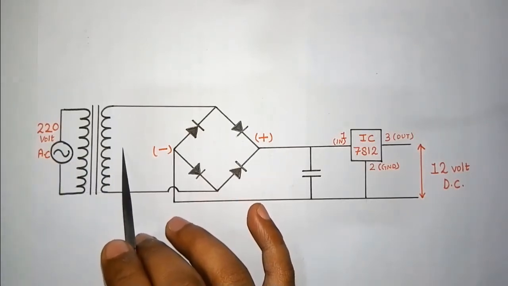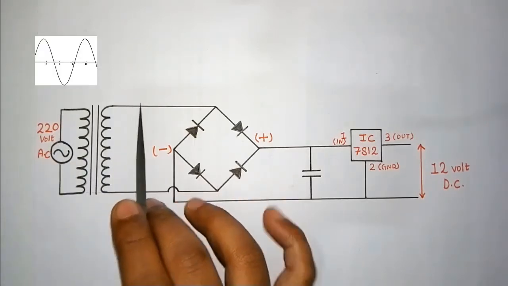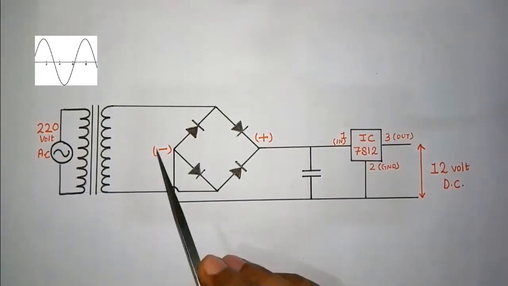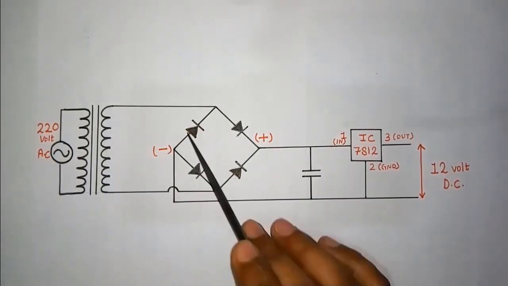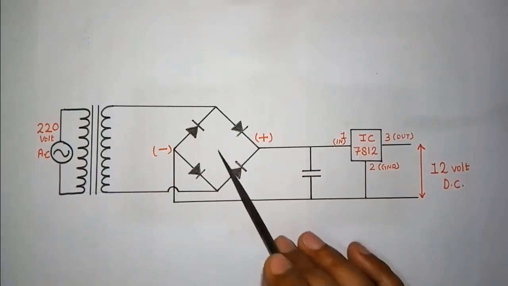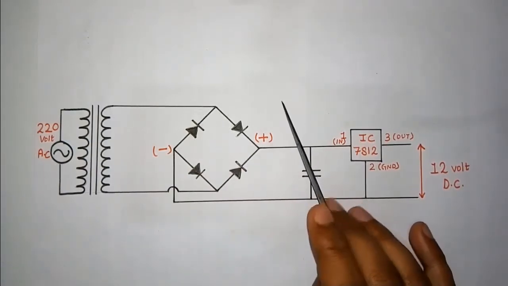As we know, the AC is a sinusoidal wave consisting of both positive and negative half. So we have to arrange the diodes in such a way that we can utilize both the positive and negative half to increase our efficiency, of course.